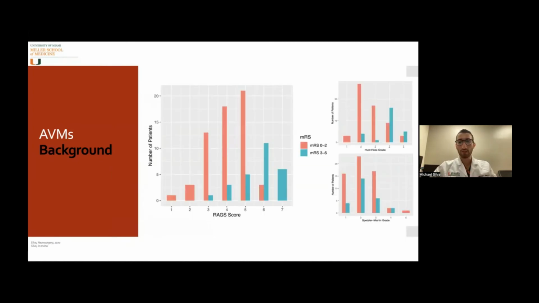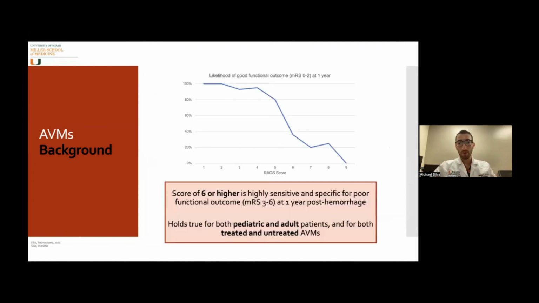Here it is visually. The red bars are good clinical outcomes, mRS 0 to 2. The blue bars are poor clinical outcomes, mRS 3 to 6. And as you can see, the RAG score, on the bottom, differentiates well. A higher RAG score better differentiates the good and poor functional outcomes compared to Hunt and Hess, Spetzler-Martin, and these other grading scales. Another way to look at it is increasing RAG score on the bottom, and then the likelihood of good functional outcome.